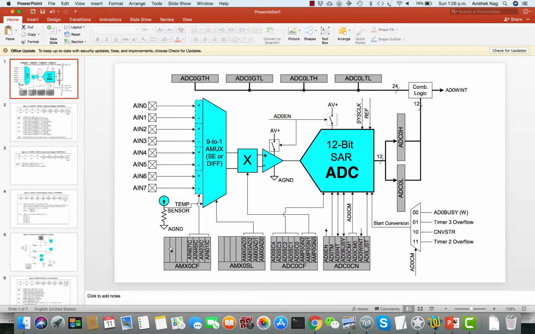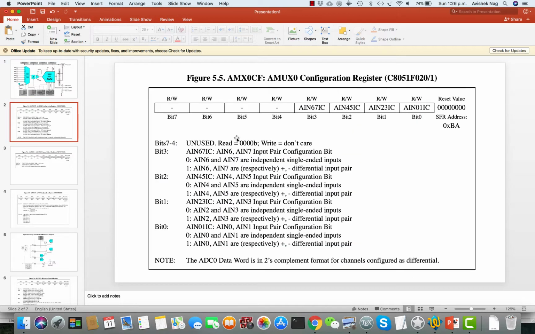So this AMX0CF register's function is to choose whether you are having a differential input voltage or a single-ended input voltage. So let me show you the details.